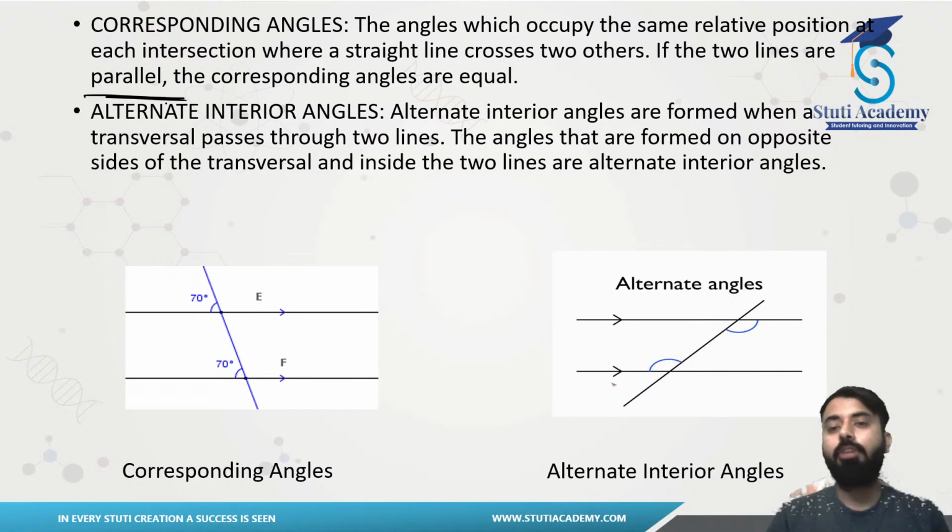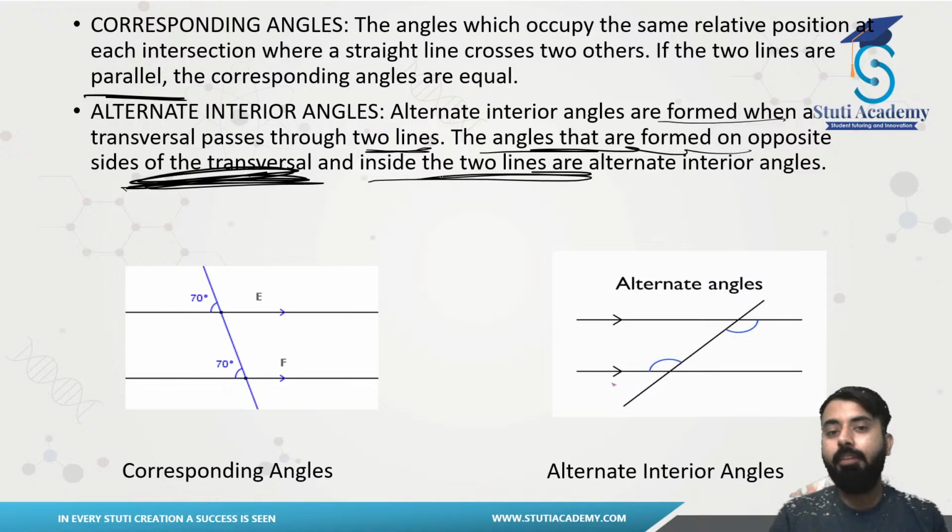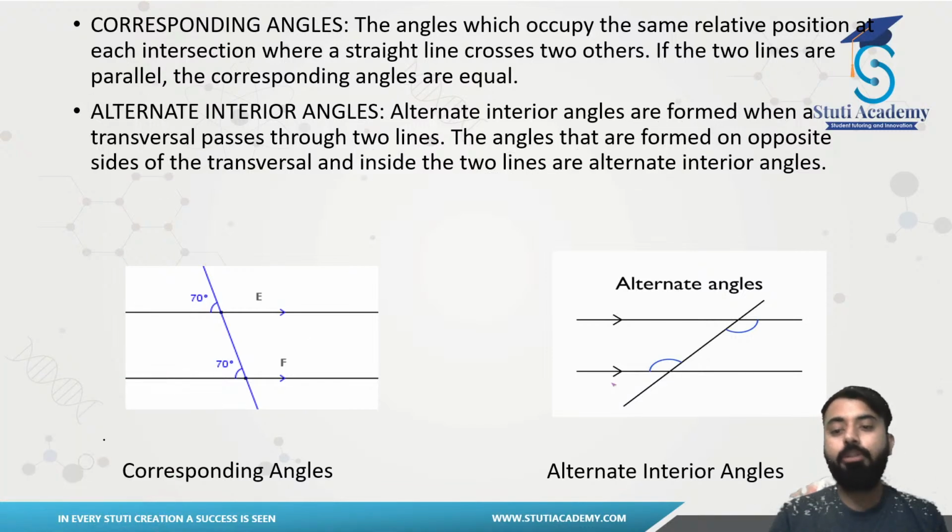So alternate means opposite, interior means inside, and angles are already your angles. So if you are dealing with those angles which are on the opposite sides of the transversal, but they are lying on the inside of parallel lines, the condition is the alternate interior angles are formed when a transversal passes through two lines. The angles are formed on the opposite side of the transversal, remember, and inside of the two lines. So you guys see what I'm trying to tell you. If I look at this figure, I will be having what? There will be a transversal, which is this one, and the pair of angles which are on the opposite side of the transversal. You guys see this angle, let's call this one X, and let's call this one Y, and let's say this is Z, and let's say this is W.